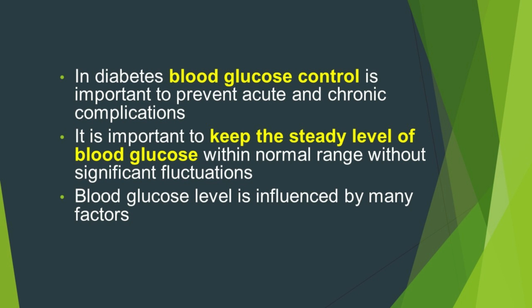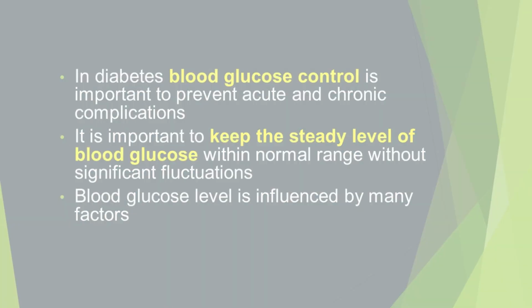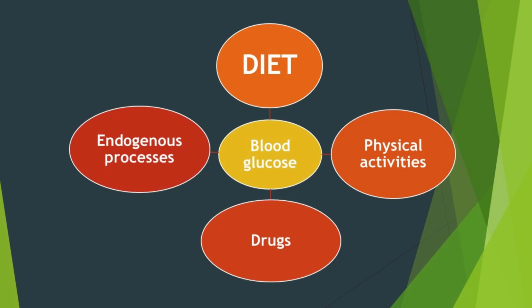This blood glucose level depends on many factors, and we will be discussing what those factors are. As you can see in this diagram, blood glucose level is affected by many factors. Among them, endogenous processes are there, such as glycogenolysis and gluconeogenesis. And also, it depends on the drugs taken by the patient. Some drugs increase the blood glucose level, some drugs reduce the blood glucose level.